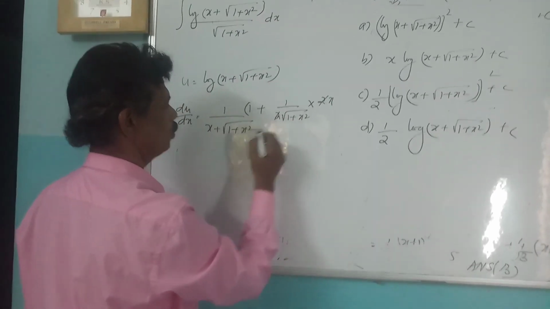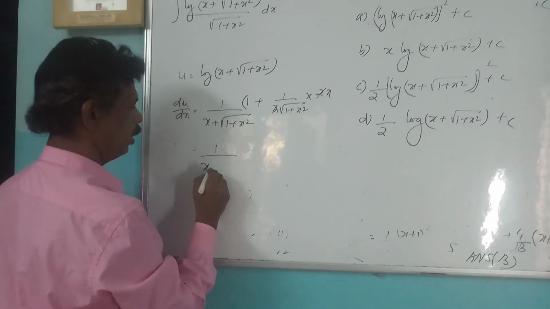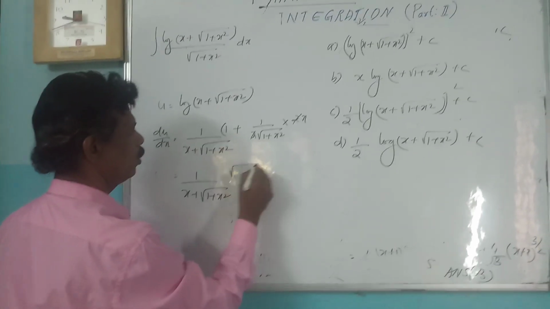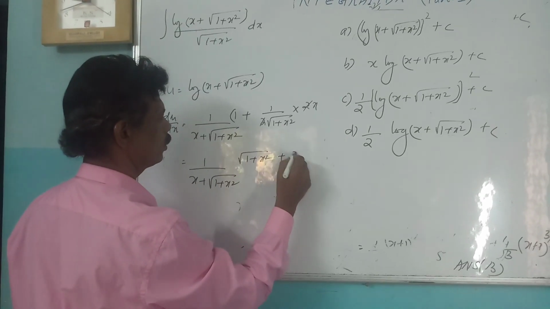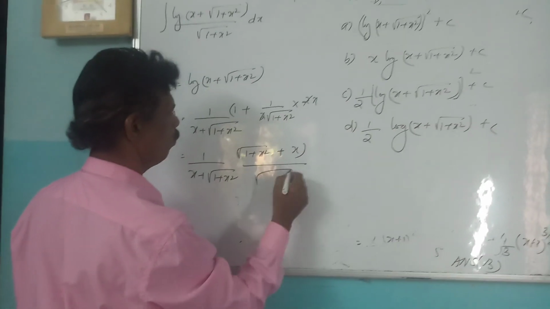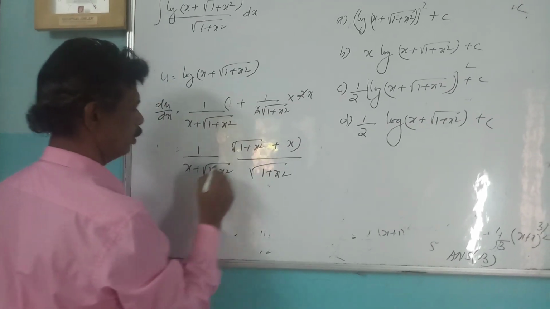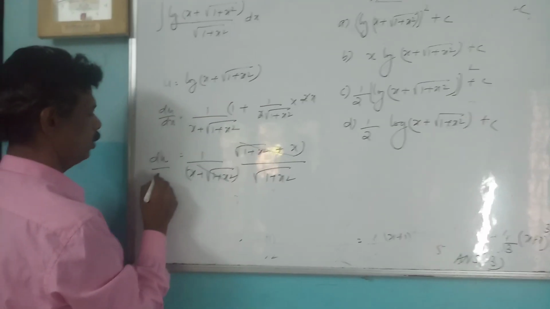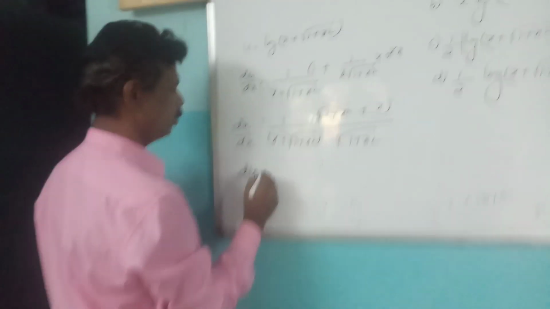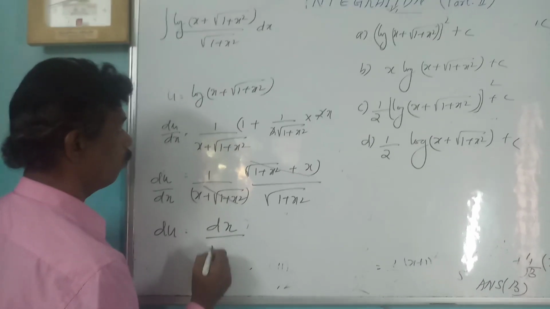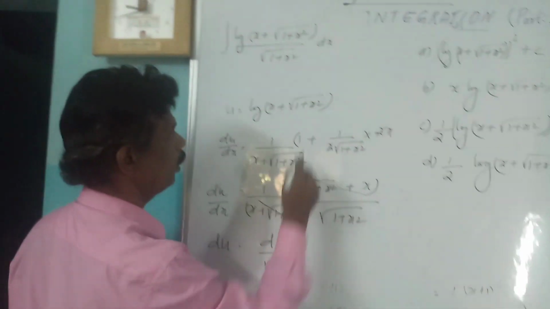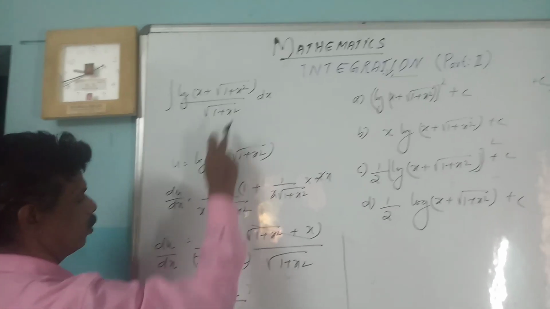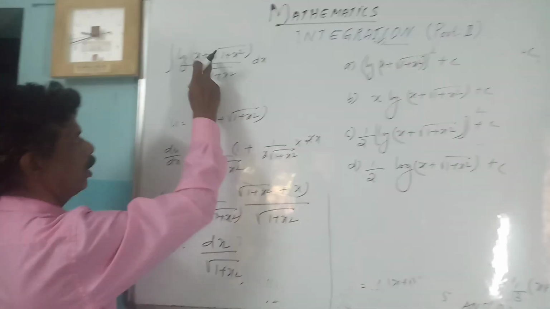We can cancel these two terms. That is 1 by x plus root of 1 plus x square into, here also take LCM, root of 1 plus x square plus x divided by root of 1 plus x square. Both are like terms, we can cancel. That is du by dx is equal to this. Then du equal to dx by root of 1 plus x square. Okay. And dx by root of 1 plus x square equal to du.